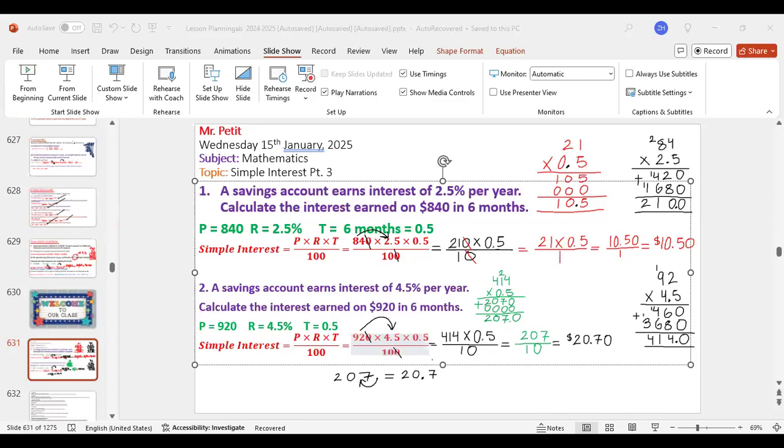Ajani, where's Ajani? Ajani, where are you? Take a picture of your work and send it to me, Ajani. I need to see it. Take a screenshot. That's what I should say. It's a better way.